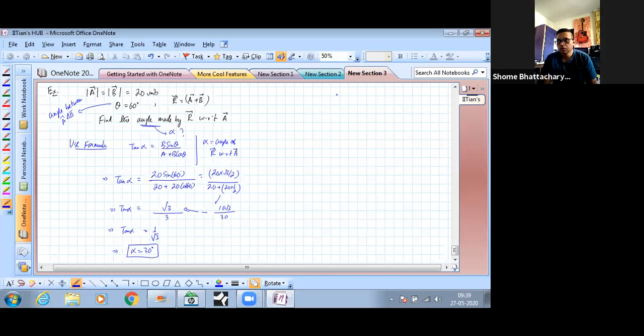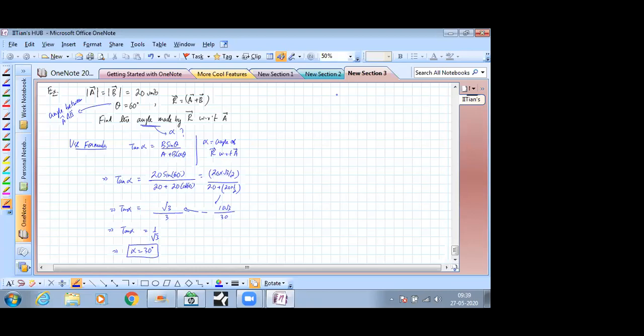Okay. We'll also look at how the particular vector triangle looks for this case, mod A equal to mod B equal to 20, and the angle between them 60 degrees. And from that also we'll be able to analyze, okay, how exactly we are getting the results we are getting.